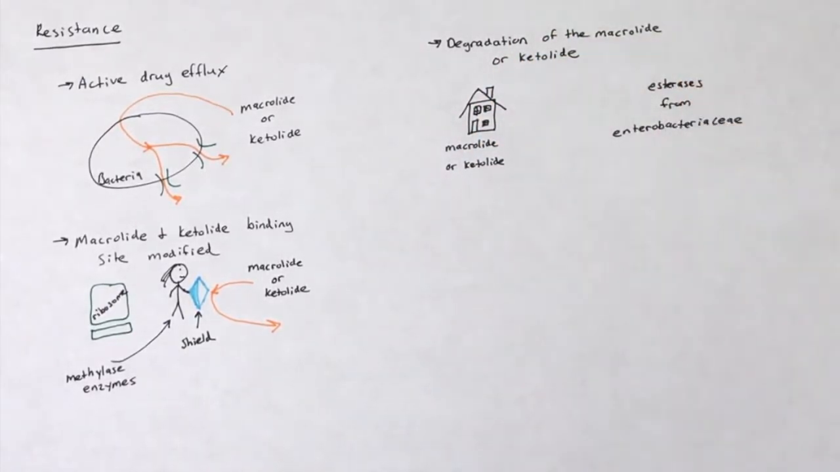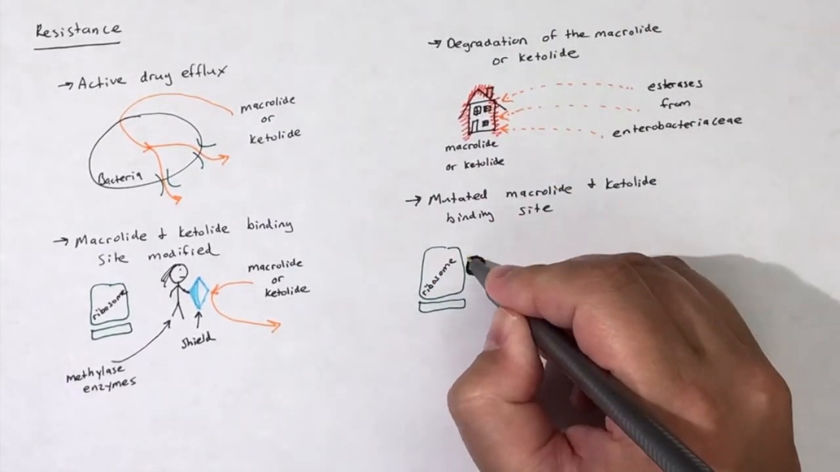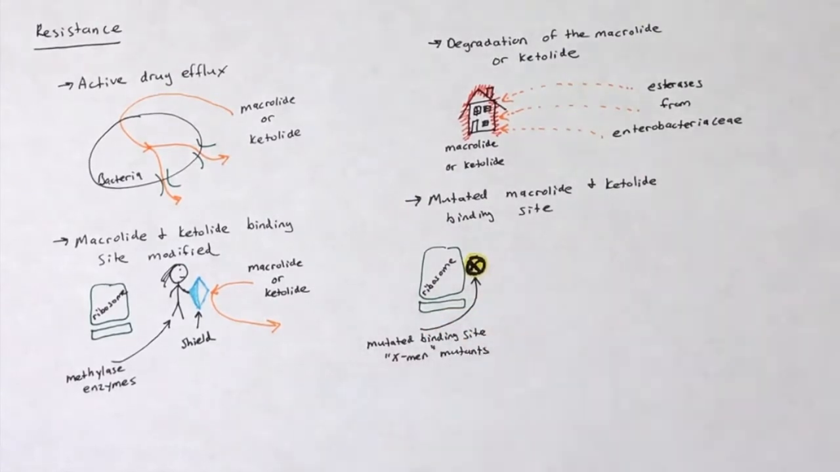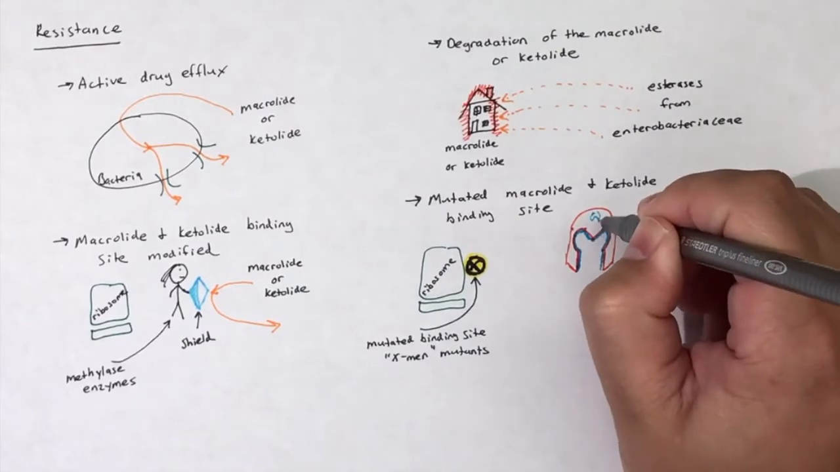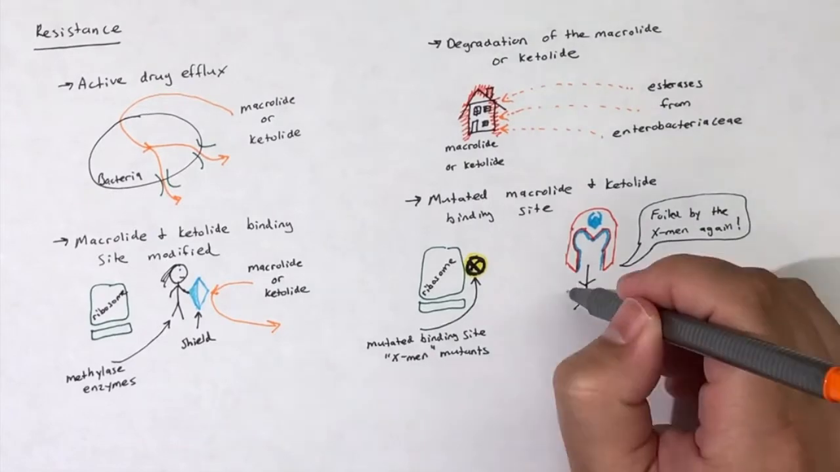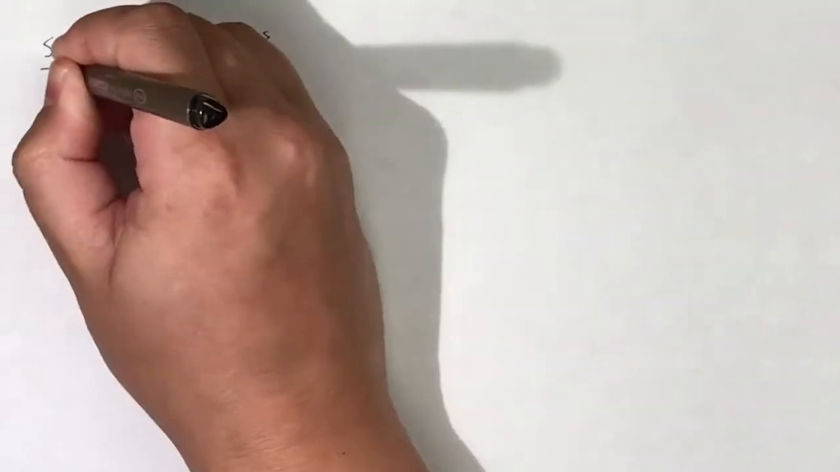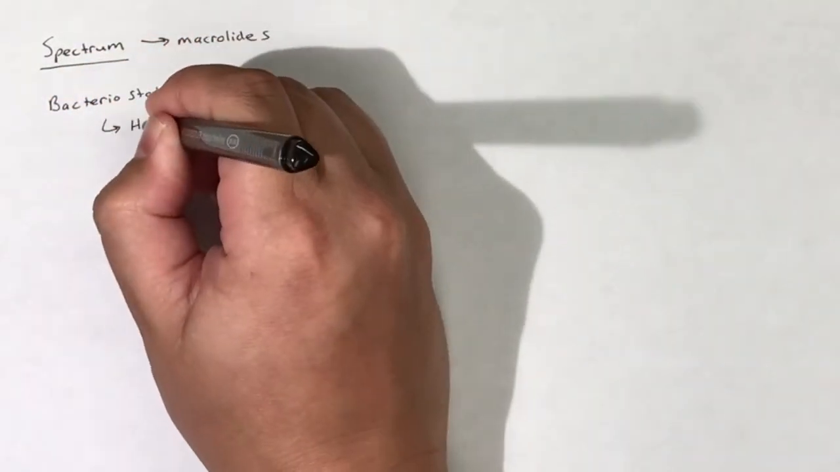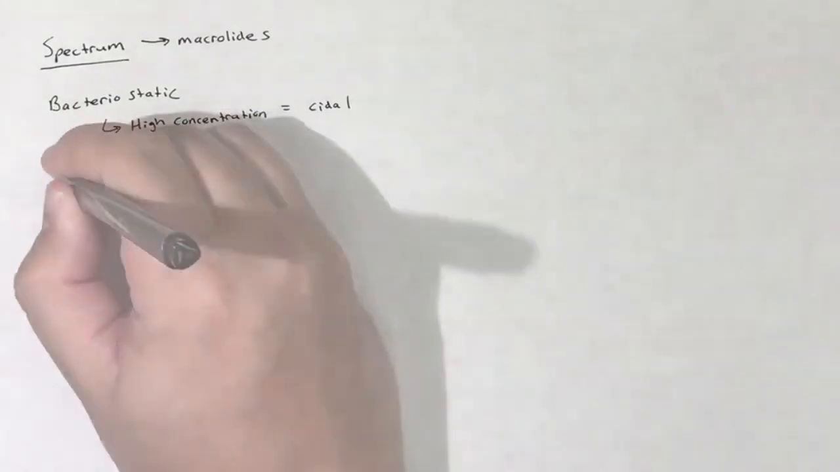Thirdly, degradation of the macrolide or ketolide can occur. An example of this is the degradation of macrolides by esterases produced by Enterobacteriaceae. Lastly, mutations to the 50S ribosomal subunit can occur. These mutations can alter macrolide and ketolide binding and decrease their antibacterial action. This is a mechanism of resistance utilized by gram-positive cocci, mycobacteria, Campylobacter species, and Bacillus subtilis. Antibacterial action of macrolides and ketolides is largely bacteriostatic, but this can turn to bactericidal at high enough concentration.